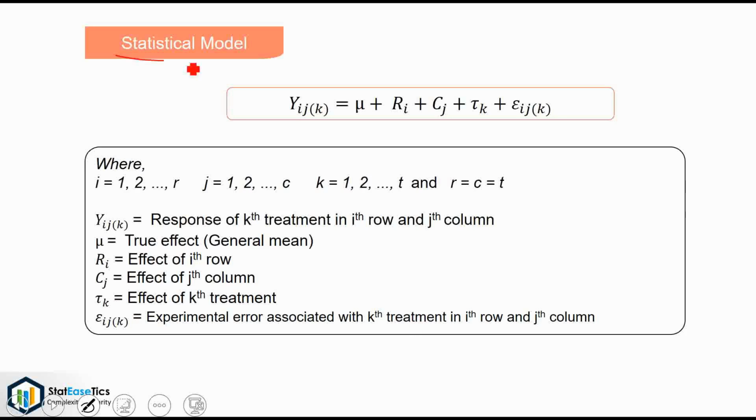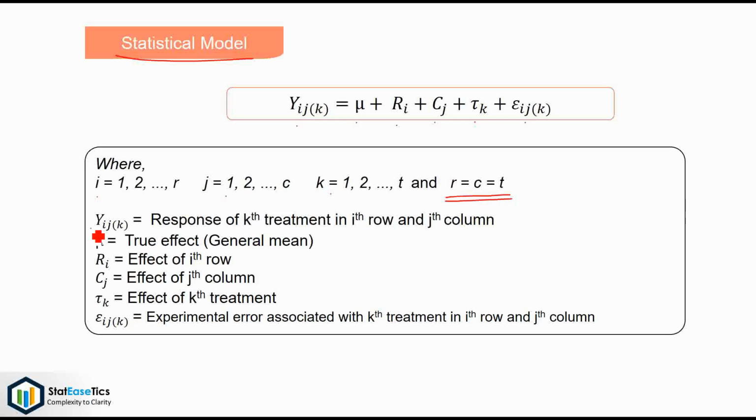Let's see the statistical model of LSD. It is Y_ijk = μ + R_i + C_j + τ_k + ε_ijk, where i = 1 up to R, j = 1 up to C, k = 1 up to T, and R = C = T.